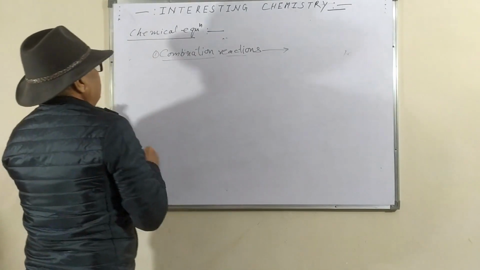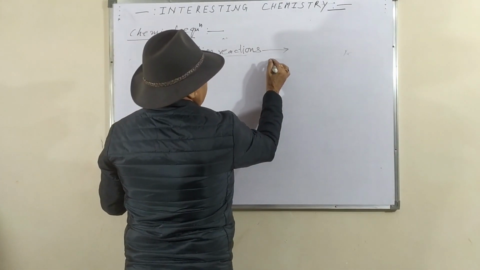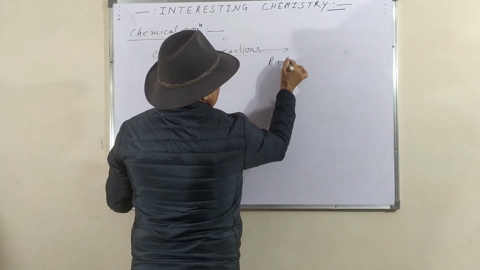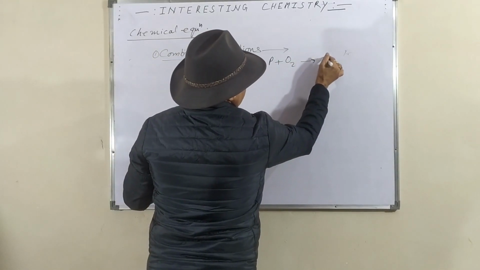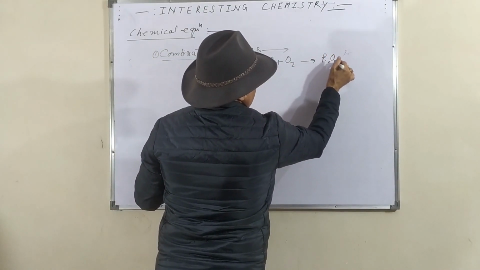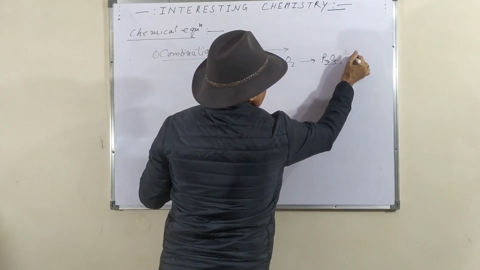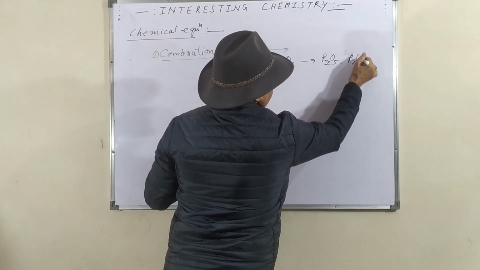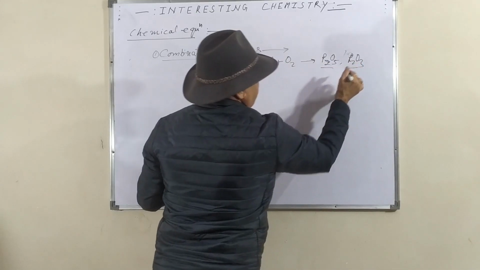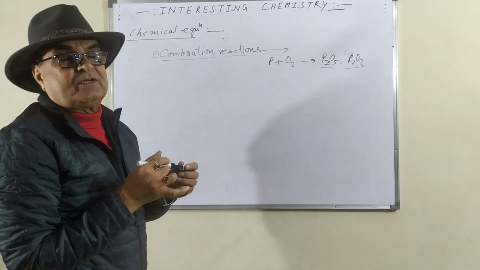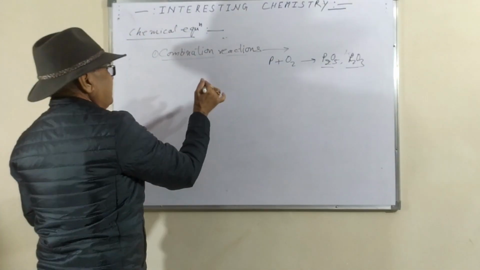When phosphorus is burned in the presence of O2, two types of oxide will be formed, P2O3 and P2O5. So how will you write this equation?